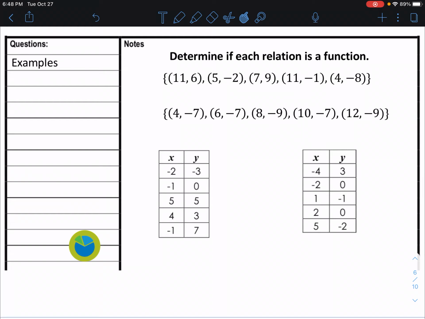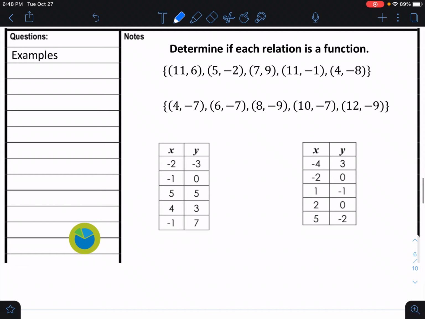So let's take a look at that first one. 11, 6, 5, -2, 7, 9, 11, -1, and 4, -8. Is that a function? Okay, and this is no, not a function. And again, here I have 11. 11 in that first ordered pair goes to 6, and now 11 goes to -1, so it goes to two different y values. So that's a no.